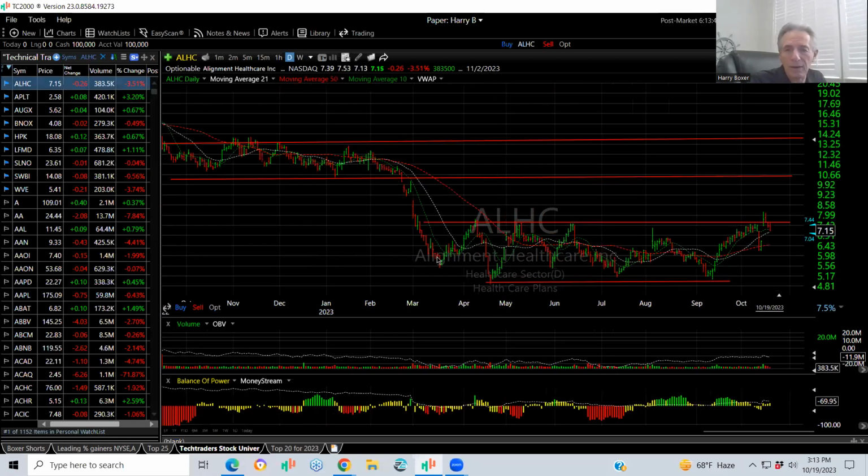Here's a stock that I think, after basing out for 6 months, broke out and pulled back, but I think it pulled back because of the market. It looks like it could be a $9, $10, $13 stock.